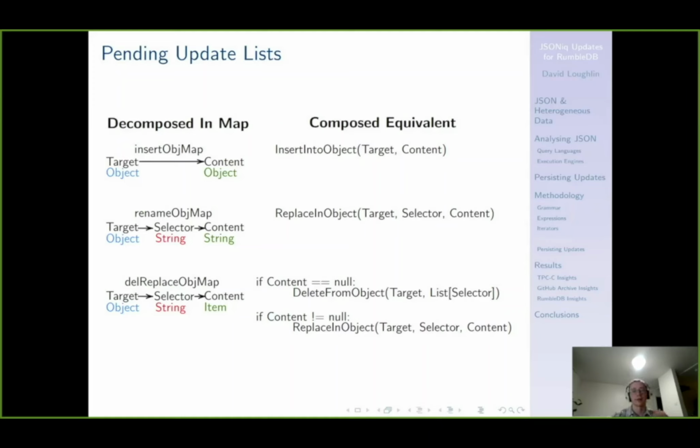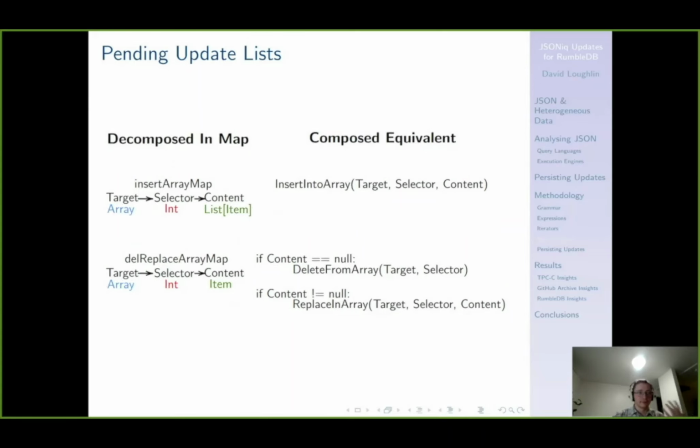The object insertion map is simple, mapping targets to contents, while deletions and replacements share a single map on an object, differentiating from one another by whether the content is null or not. And we have similar maps for the array update primitives. With these maps, insertions into a PUL automatically merge individual update primitives.